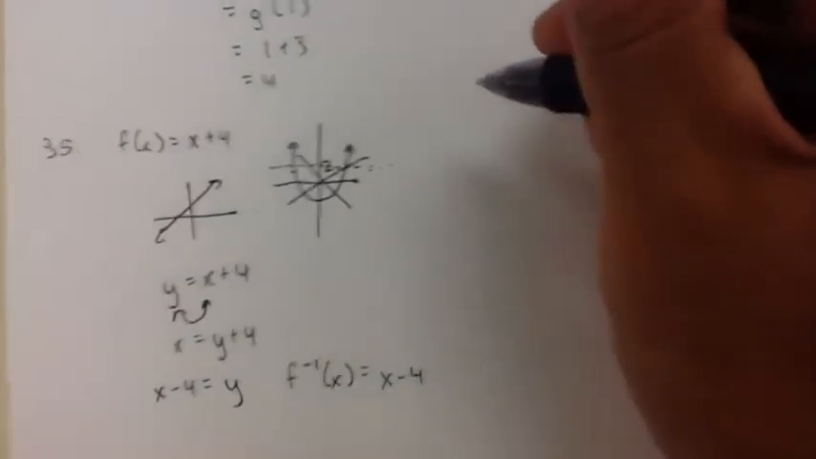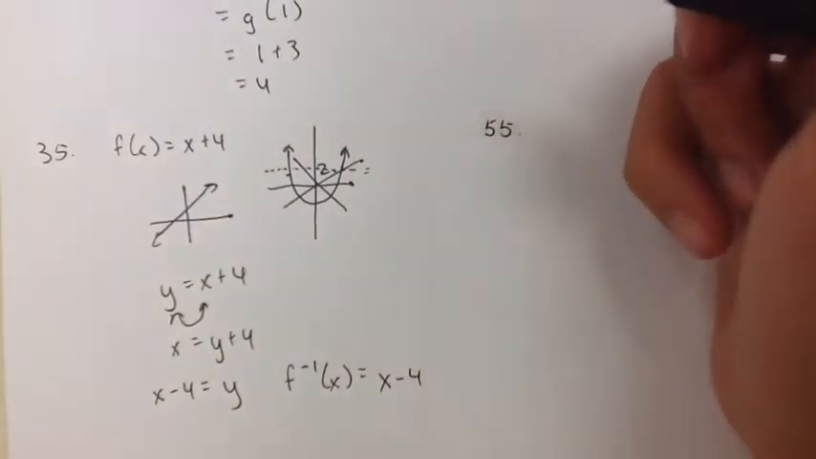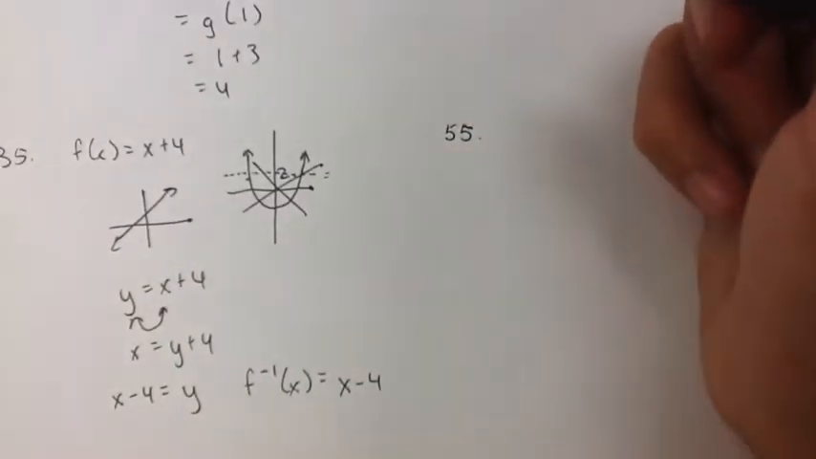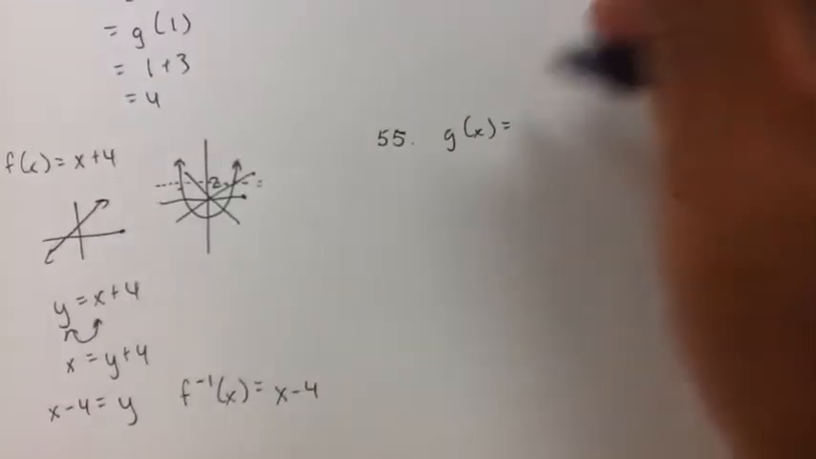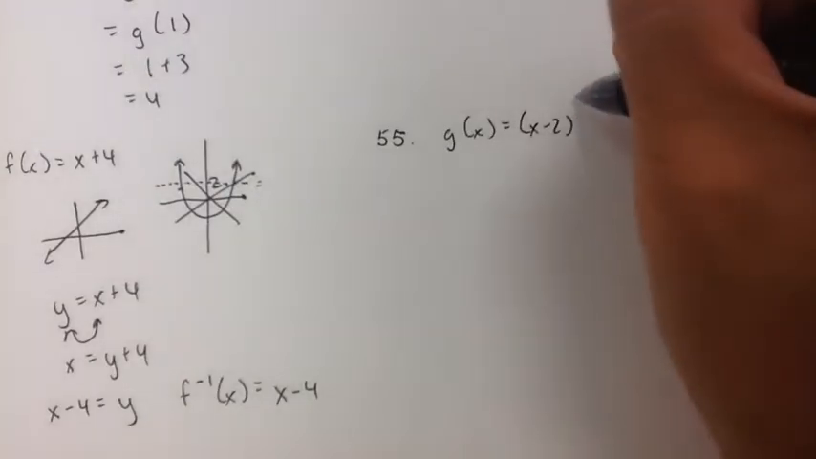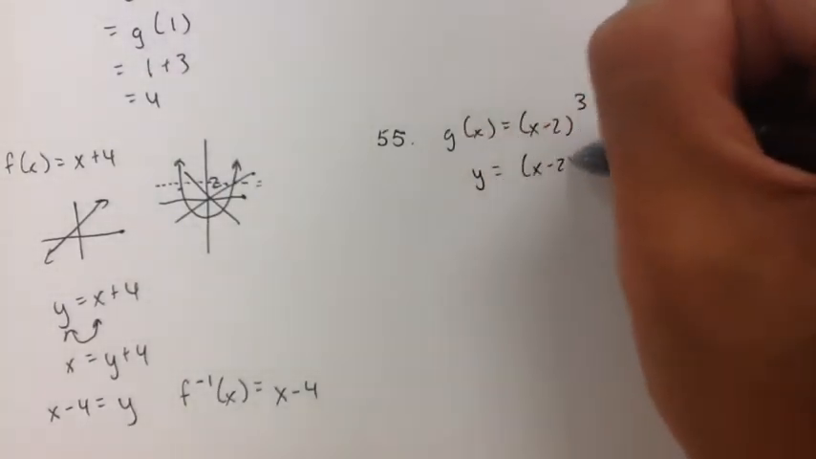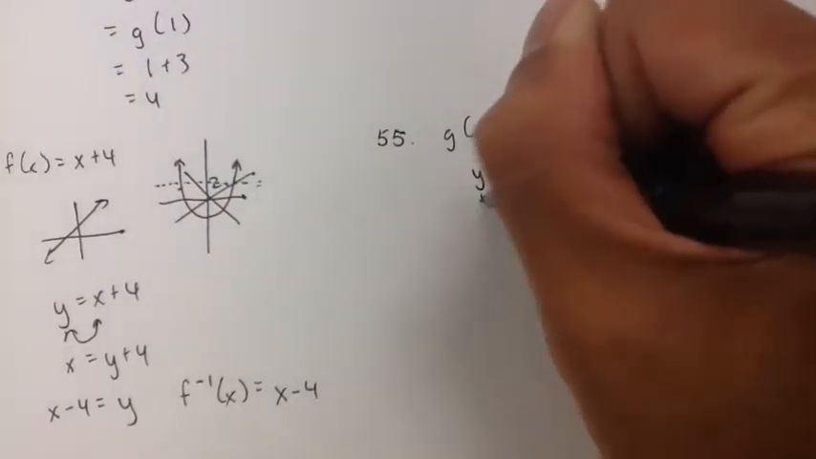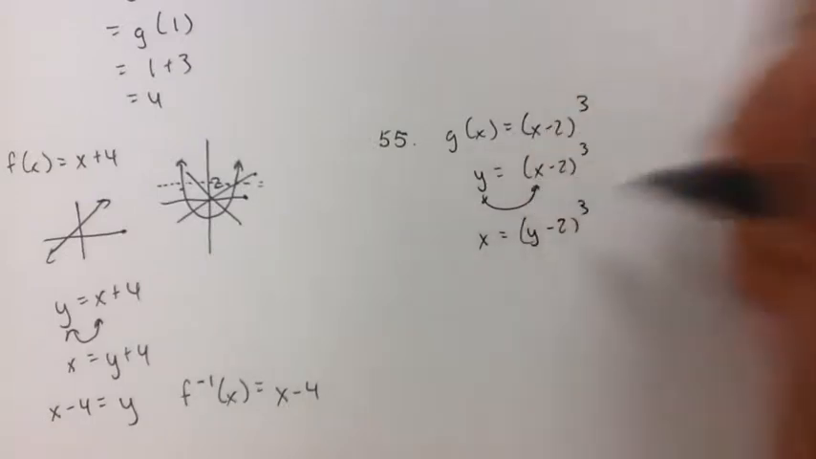Let's go to number 55. We're going to say yes, that is a one-to-one function. So g of x is equal to (x minus 2) cubed. We're going to replace that with y. Switch these two. And now we're going to solve.